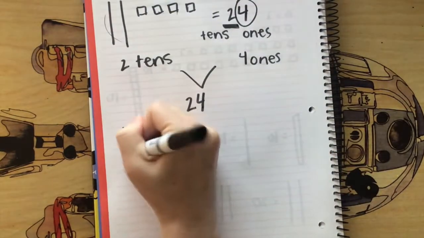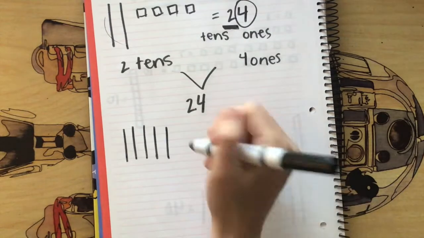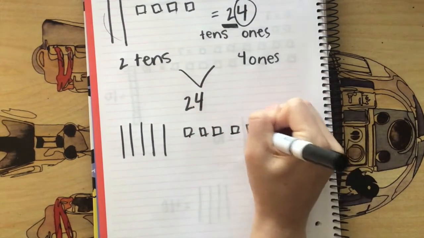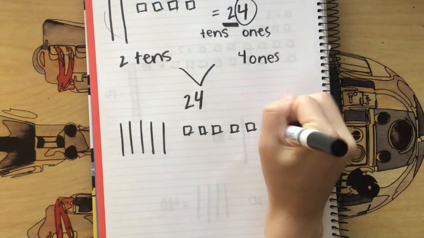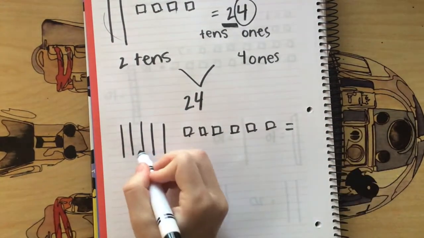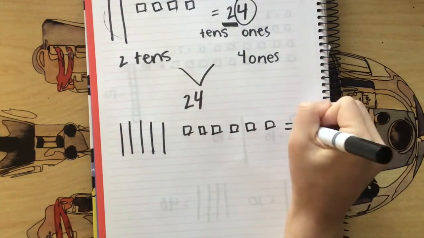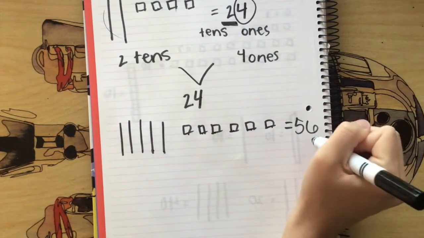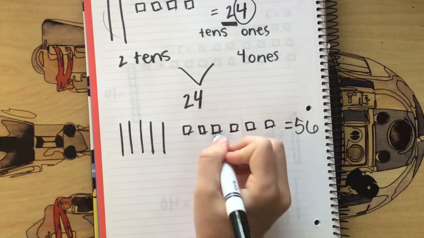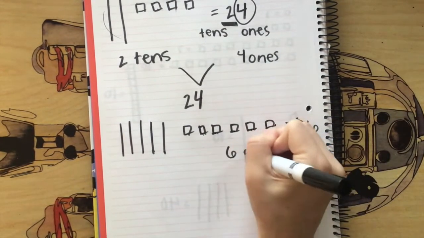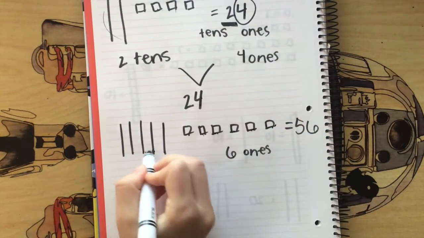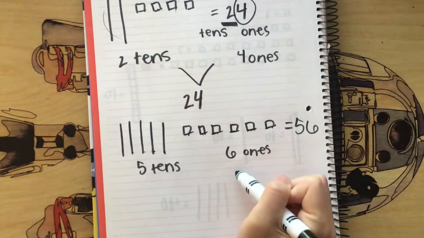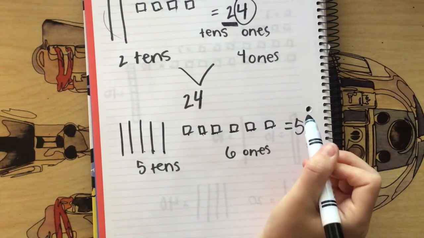Let's try this again. 1, 2, 3, 4, 5 tens. And this is equal to 10, 20, 30, 40, 50. 1, 2, 3, 4, 5, 6. Again, the 6 is the ones. There are 1, 2, 3, 4, 5, 6 ones. And 1, 2, 3, 4, 5 tens. So 5 tens plus 6 ones equals 56.